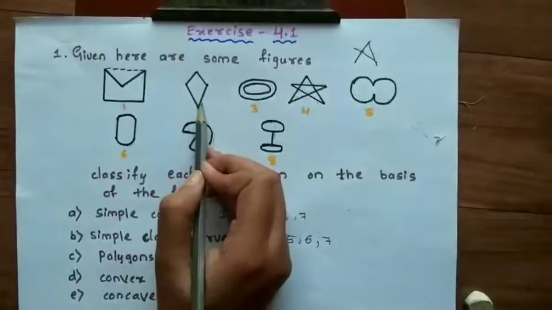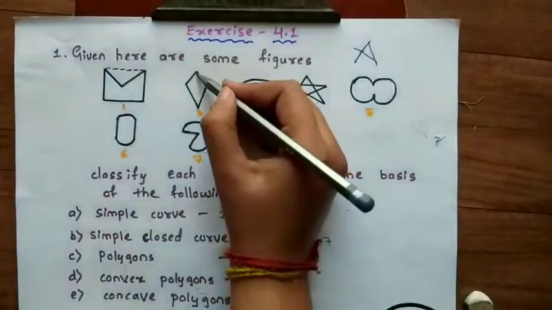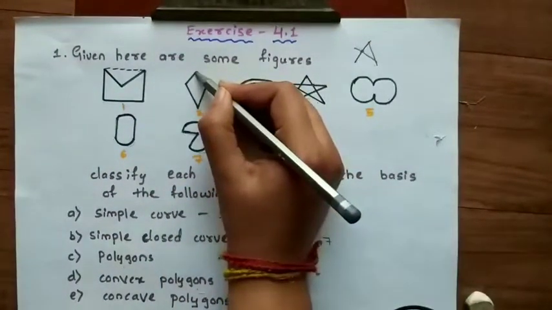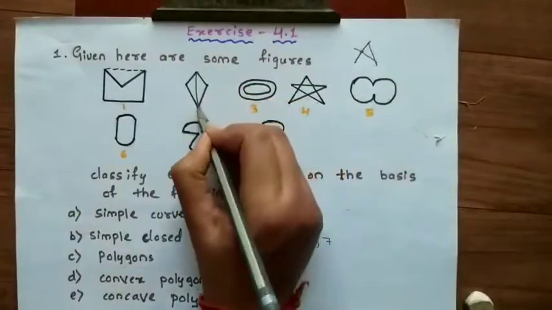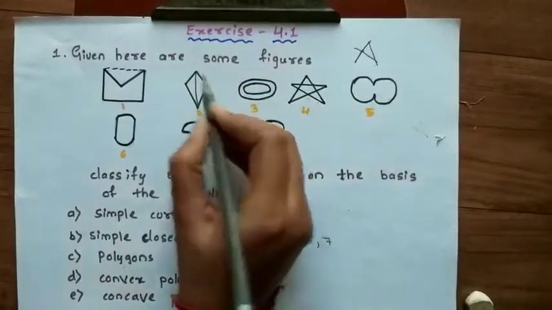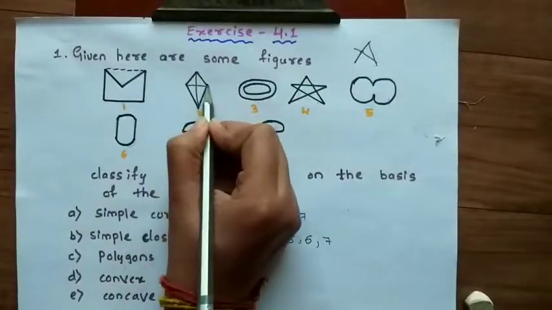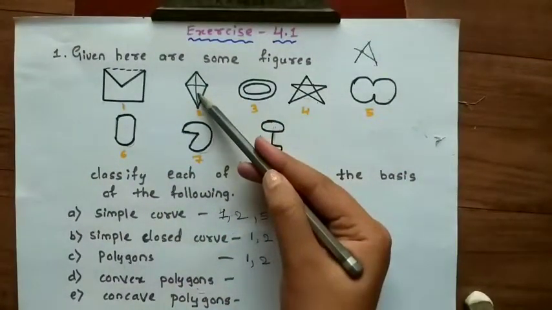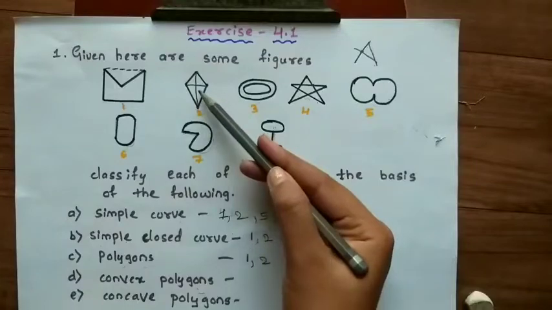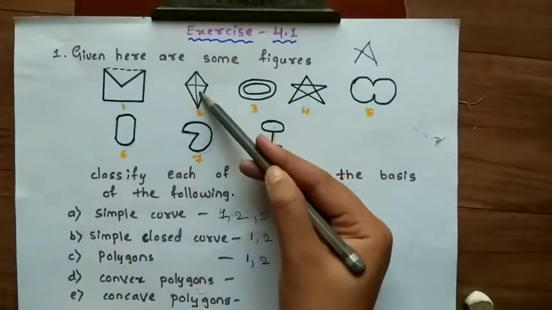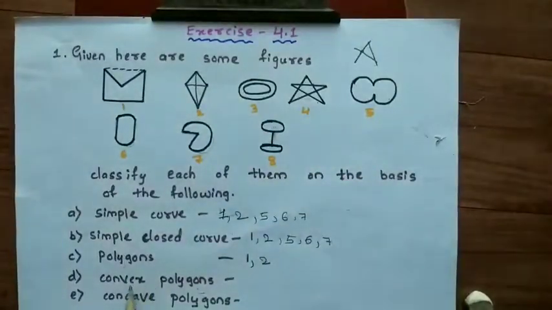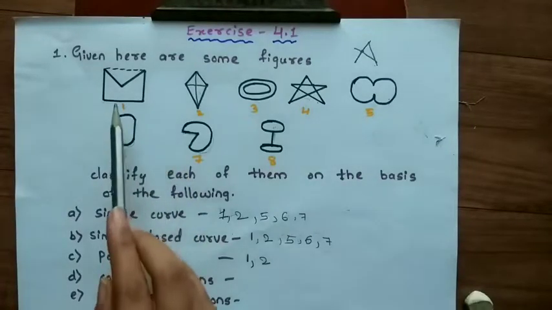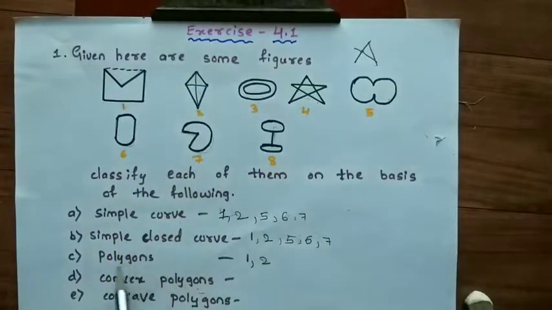Figure 2, we can easily draw the diagonals inside of the figure. Just check it out here. This is the first diagonal. It is the second diagonal. Here the diagonals are inside of the figure. In a polygon, if the diagonals are inside of the figure, then it is said to be a convex polygon. Here the polygon figures are figure 1 and figure 2.